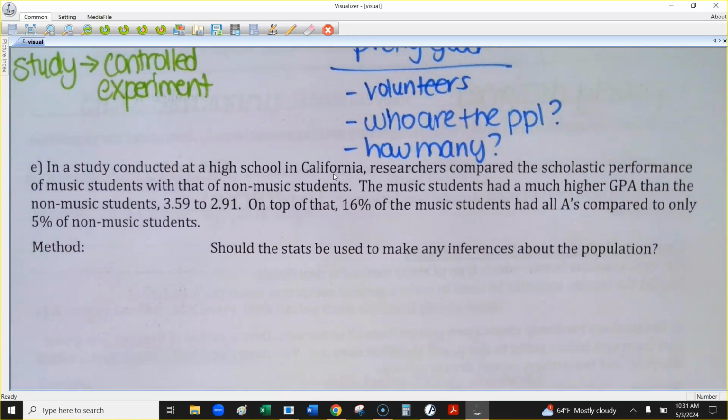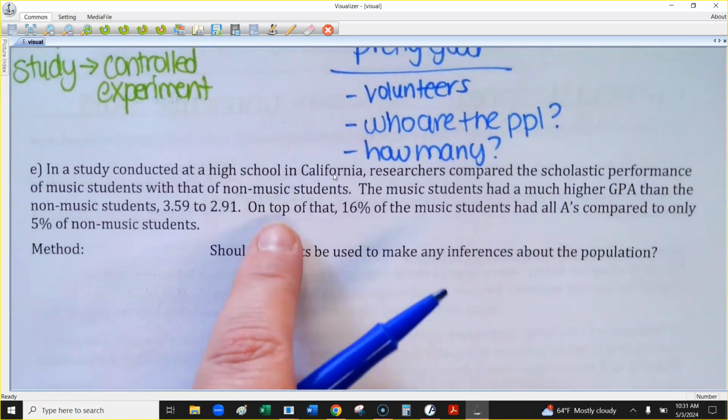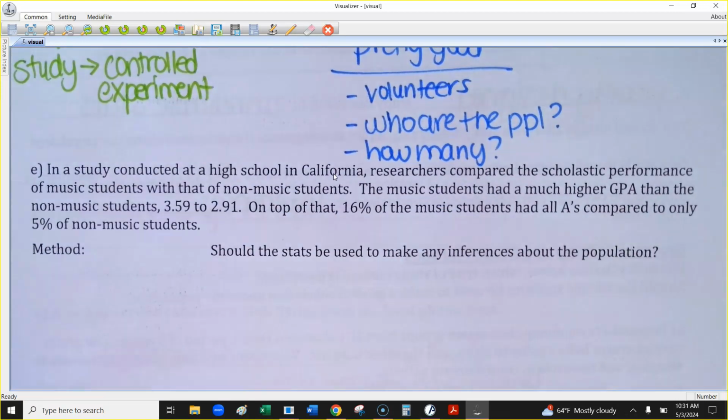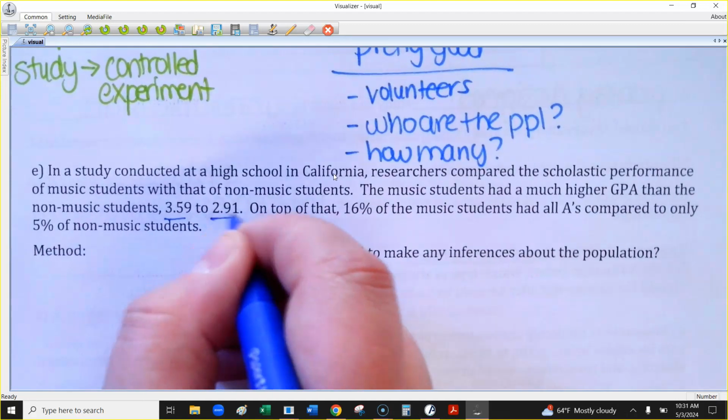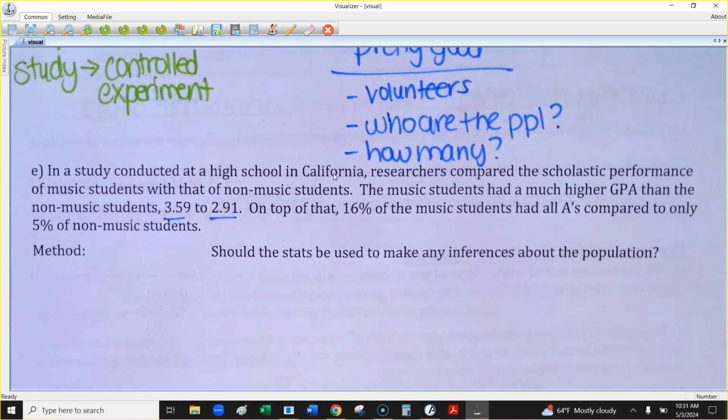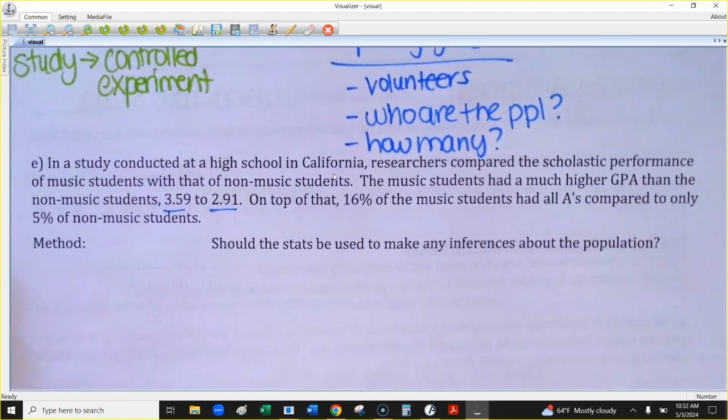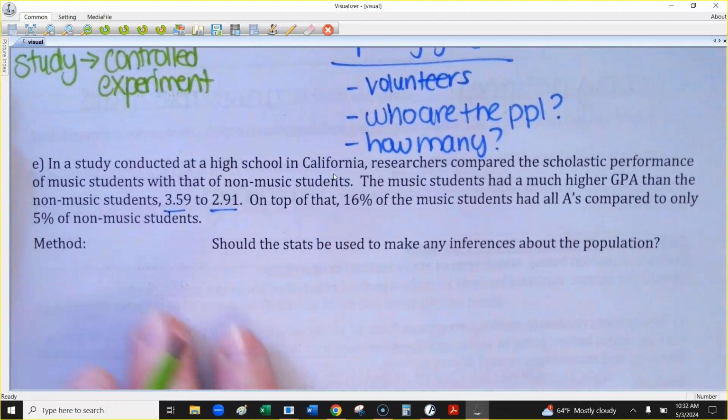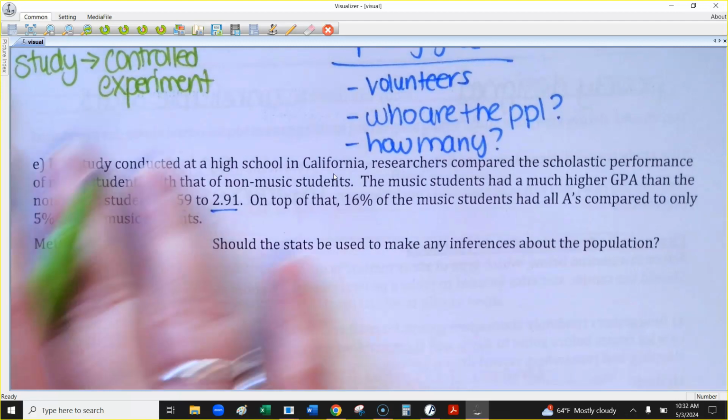All right, now this one, my next scenario, says, in a study conducted at a high school in California, researchers compared the scholastic performance of music students with that of non-music students. Music students had a much higher GPA than the non-music students, and then they actually give examples of the GPAs. They must not be weighted here. And it says on top of that, 16% of the music students had all A's compared to only 5% of the non-music students.